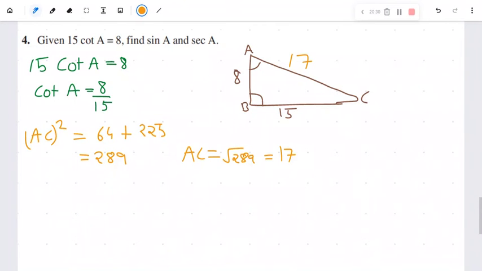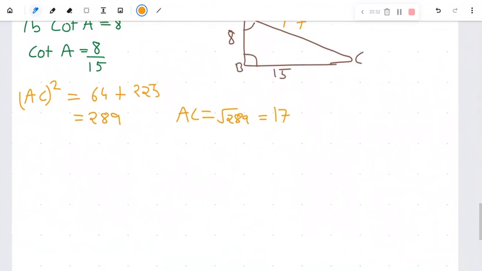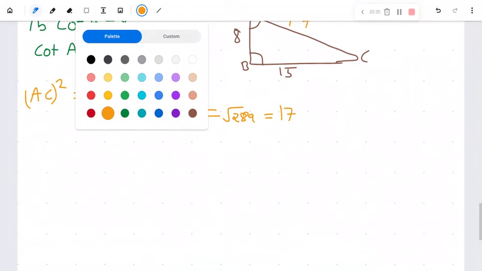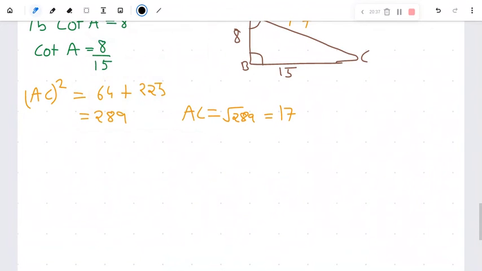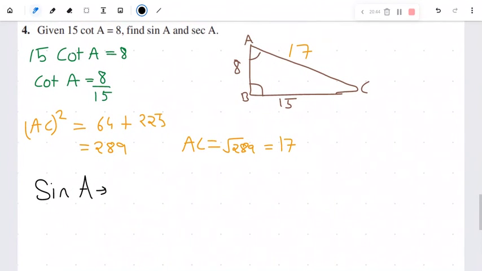Now we got everything. Find out sine A. Super easy, right? Sine A will be what? Sine A is nothing but BC by AC, that is my opposite by hypotenuse, which is 15 by 17.